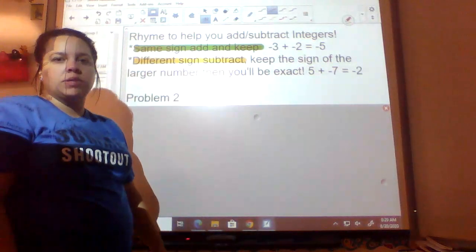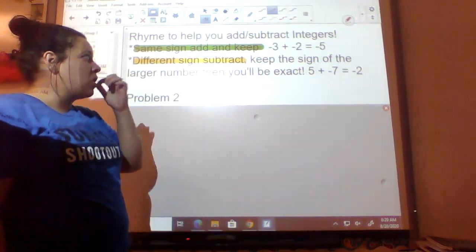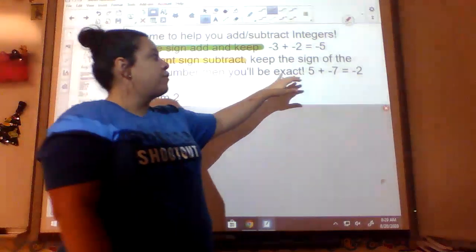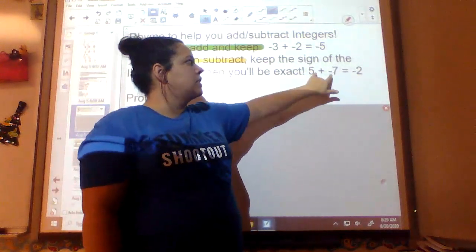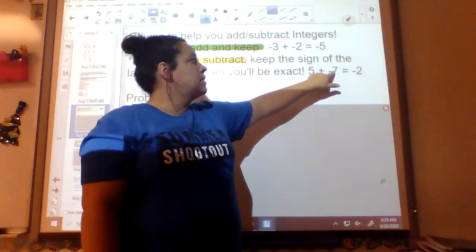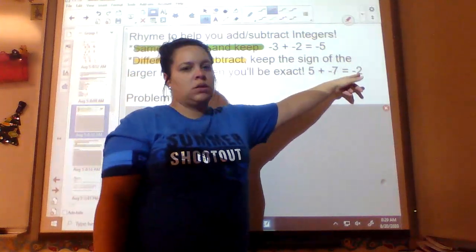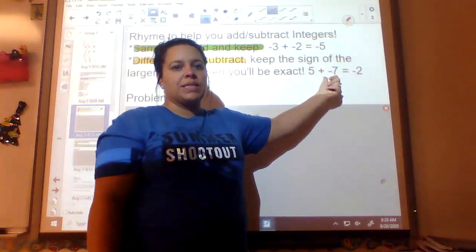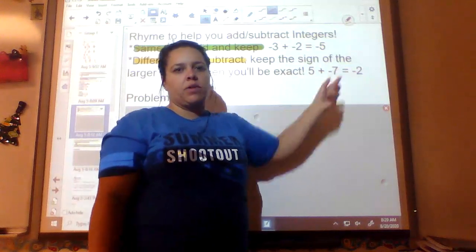Different sign, you subtract. Keep the sign of the larger number, then you'll be exact. So 5 plus negative 7. They're different signs, so you'll subtract. 7 minus 5 is 2. 7's bigger, so it's negative 7, so I keep the negative on the 2.